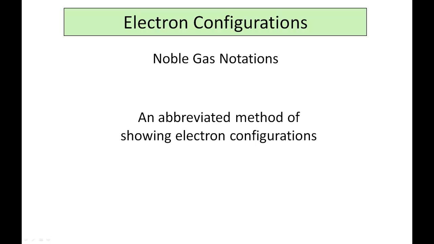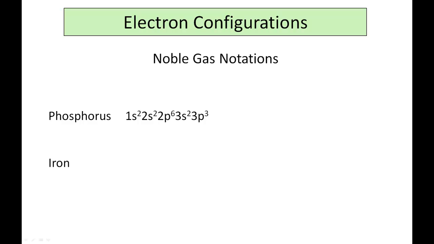In this section, we're going to talk about different types of electron configurations. One of them is called the noble gas notation. This is an abbreviated method for showing electron configurations, and I'm going to show you some examples here. The first example is phosphorus.